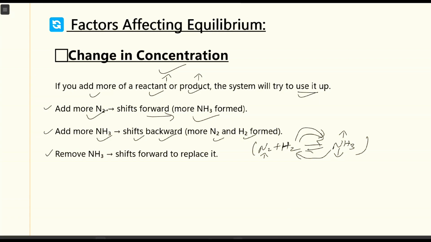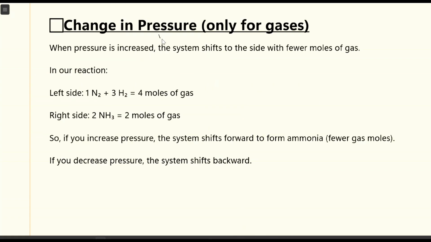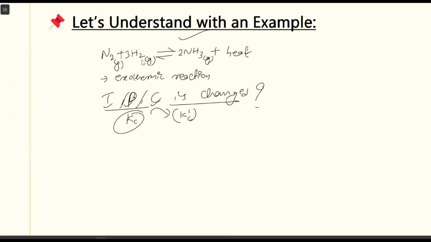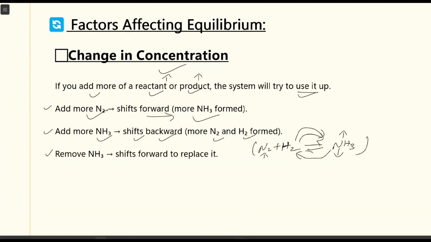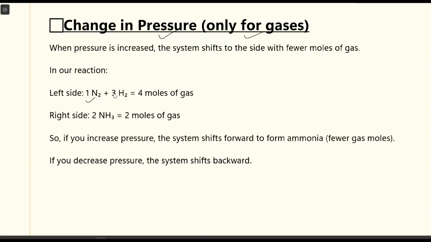Now let's see another factor, that is change in pressure. That is only applied for gases, not for solids or liquids. For this we see the number of moles formed. In the reaction we talked about earlier, when we balance it, you can see 1 mole of nitrogen is reacting with 3 moles of hydrogen, forming 2 moles of ammonia, right? I have written that over here. So 1 mole of nitrogen is reacting with 3 moles of hydrogen, that is 4 moles of gas.